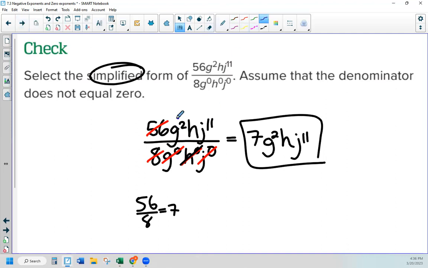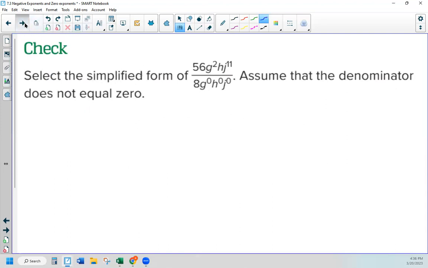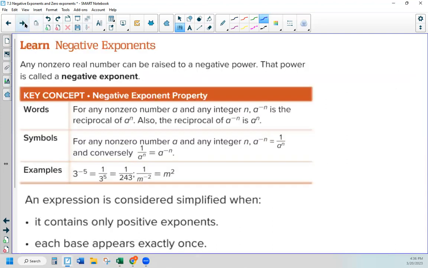So just leave it like that and nothing cancels, even though some people, because of what we learned last lesson, you might think that we got G's on the top, we got G's on the bottom. You might think that these might cancel, but no. Remember that these just turn into a 1.